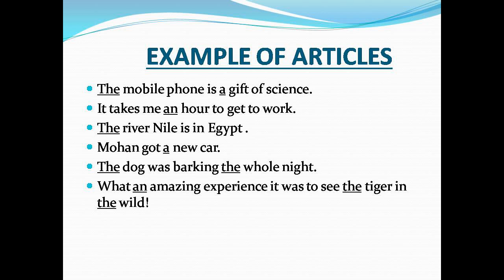What an amazing experience it was to see the tiger in the wild. You can see 3 articles in this sentence: an amazing, the tiger, and the wild. So these are the examples of articles. As you all know, articles are a very simple thing, so nothing much about it. I would like to continue with the next part.